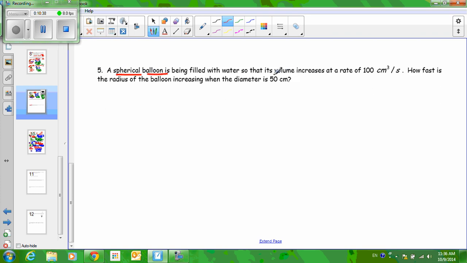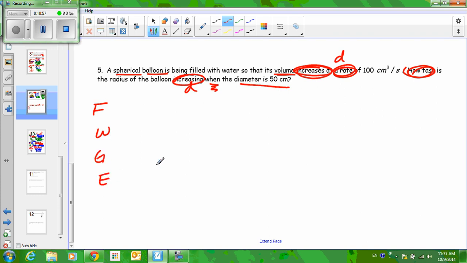It's being filled with water so that the volume is increasing at a rate. These are all derivative words. How fast, increasing, those are derivative words. When the diameter, there's my when, is 50 centimeters. So again, if you're just watching this for the first time, I would pause and see if you can fill this out and then watch me go through it.